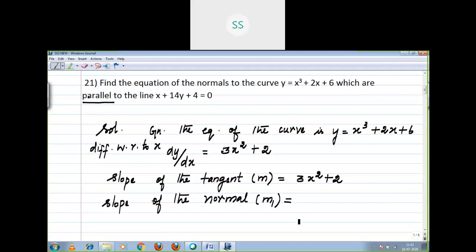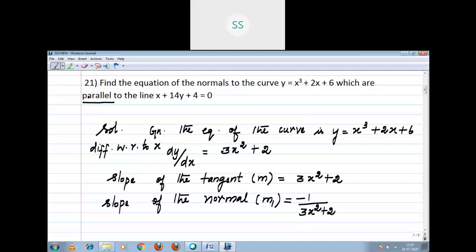Slope of the normal is the reciprocal of the slope of the tangent with opposite sign. So how will you write? m1 equal to minus 1 by 3x square plus 2, because the slope of the tangent is positive, here it is going to act as negative. We found the slope of the tangent and the slope of the normal.